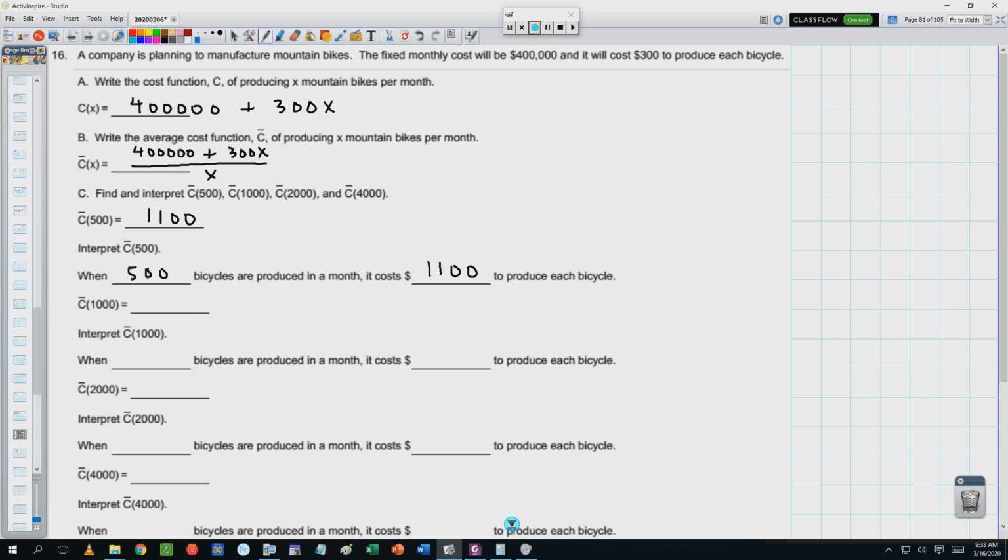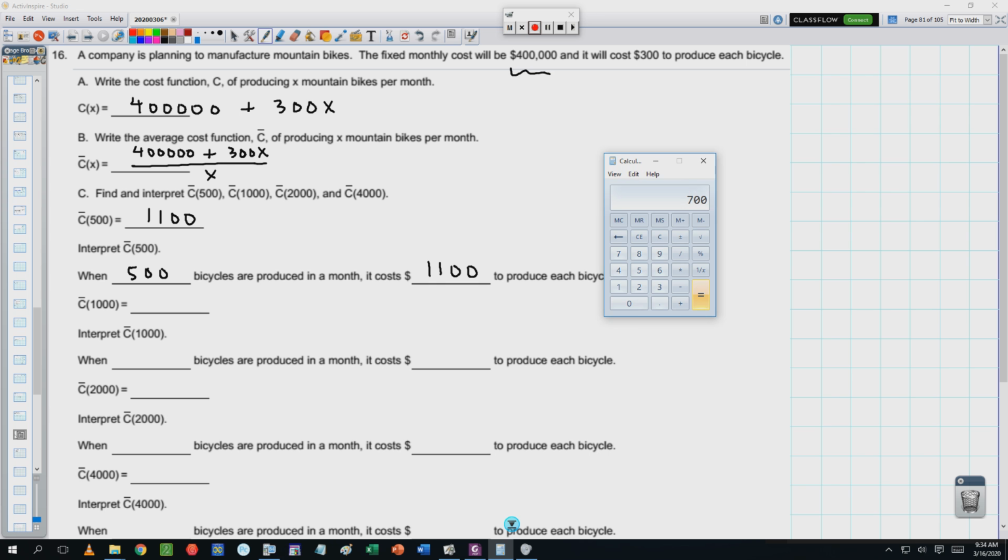The reason it's so high is you're going to have to sell a lot of bikes to make up this fixed monthly cost. Let's do the same thing with 1,000. Now notice the way that I'm typing it out. This calculator doesn't follow the rules of operation, so I'm going to type out the product part first. 300 times 1,000 plus 400,000 equals, divide that by 1,000.